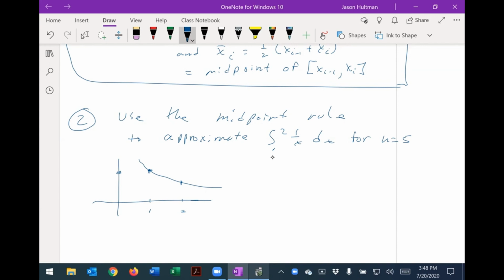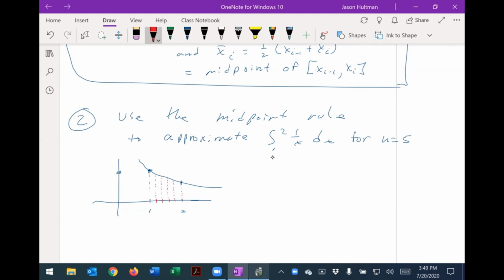But how am I going to get my rectangles? Well, I still need 5 subdivisions: 1, 2, 3, 4, 5. That's good. But instead of using a right endpoint or a left endpoint, I'm going to use a midpoint. I'm going to use the midpoint here.